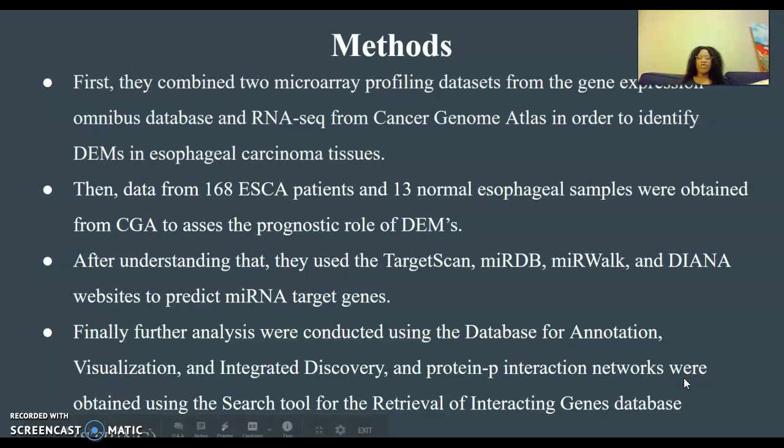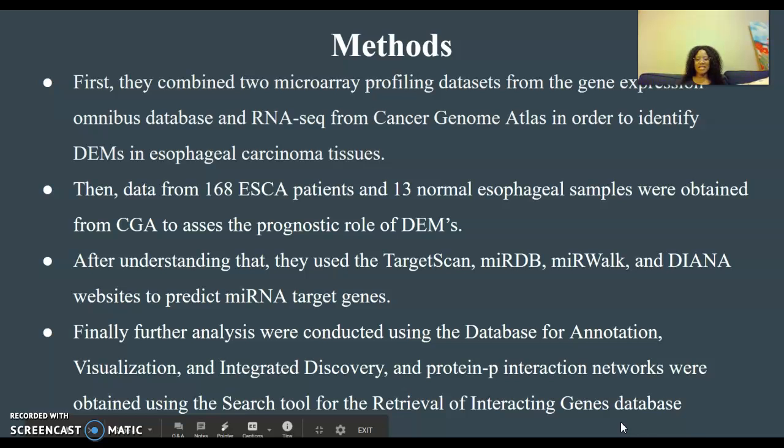The method. First, they combine two microarray profiling datasets from the Gene Expression Omnibus database and RNA sequence data from the Cancer Genome Atlas in order to identify DEMs in esophageal carcinoma tissues. Then, data from 168 ESCA patients and 30 normal esophageal samples were obtained from TCGA to assess the prognostic role of DEMs. After understanding that, they used TargetScan to identify and predict microRNA target genes.